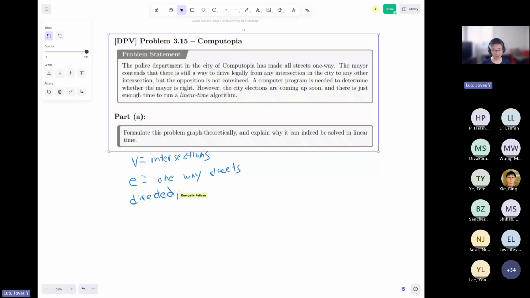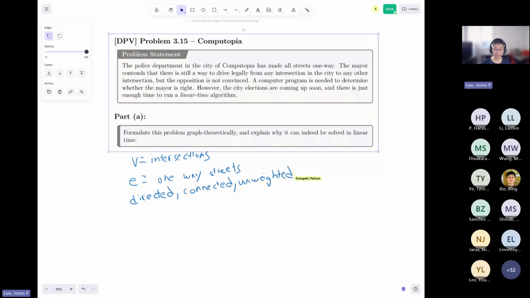And the reason why you can assume it's connected is because the claim is that you can drive between any intersection. If the graph wasn't connected, that wouldn't even be a claim to be made. So we can assume it's connected, but hopefully it doesn't matter. We're not looking for distance, and we're not being asked about any weights, so it's unweighted.